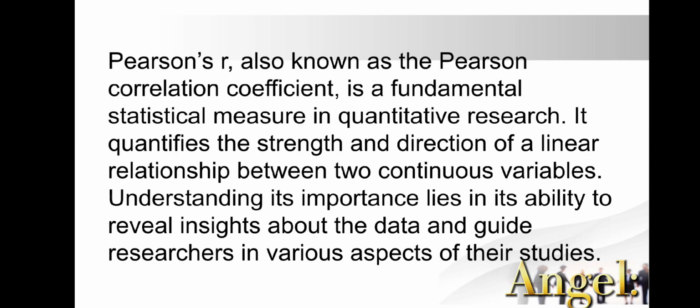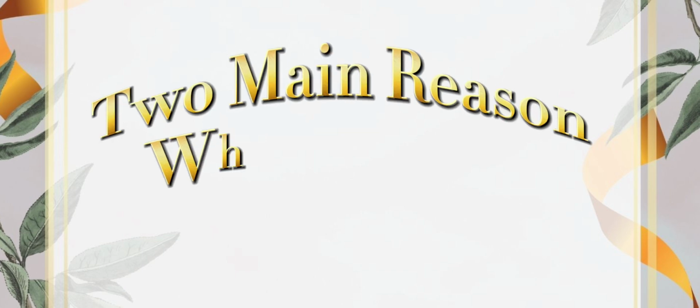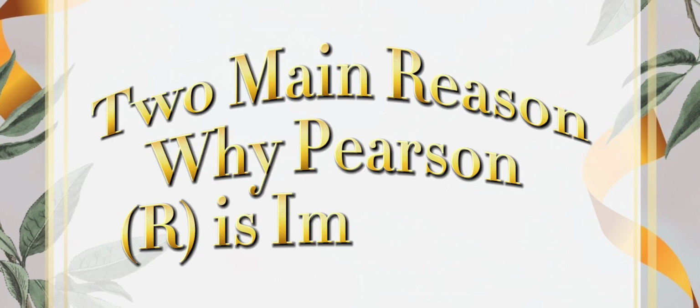Pearson R is a bridge between collecting raw data and drawing meaningful conclusions. Without proper data analysis, quantitative research findings would be unreliable and uninterpretable. Pearson R, also known as the Pearson correlation coefficient, is a fundamental statistical measure in quantitative research. It quantifies the strength and direction of a linear relationship between two continuous variables. Understanding its importance lies in its ability to reveal insight about the data and guide researchers in various aspects of their study. 2 main reasons why Pearson R is important in quantitative research.